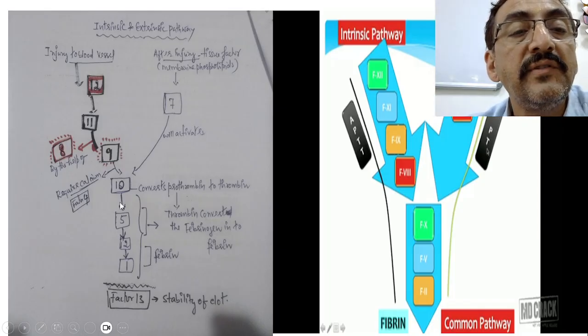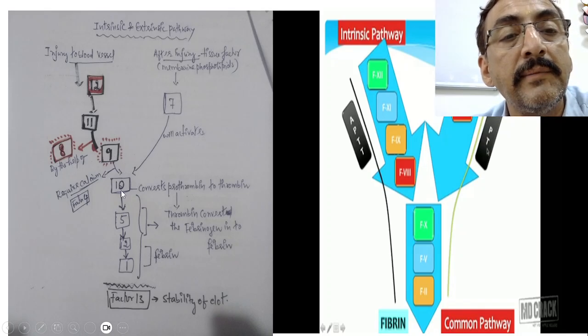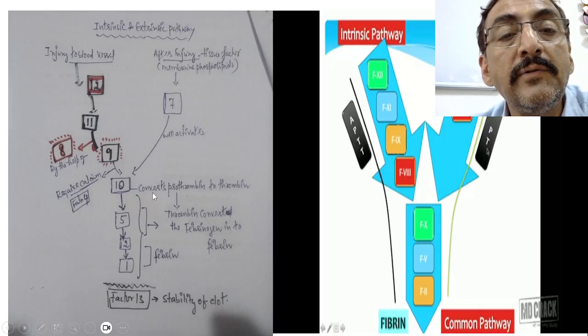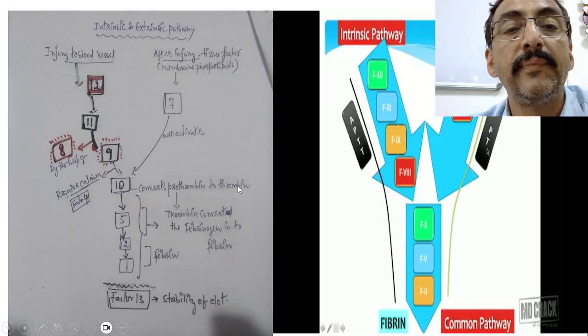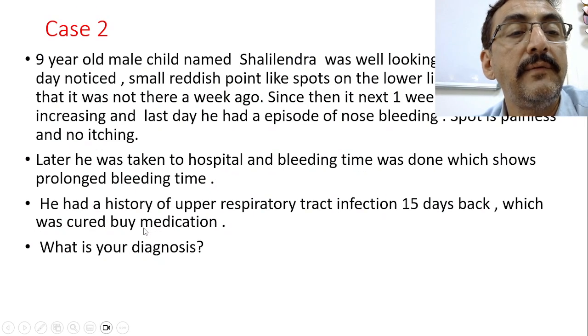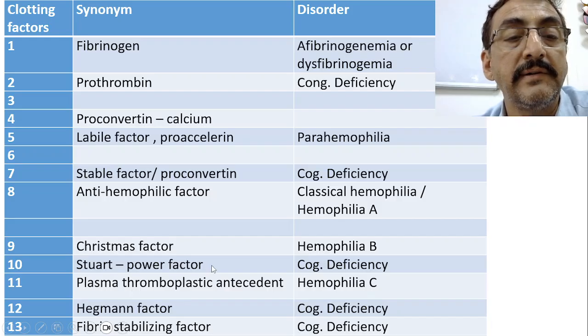Ultimately, the process is this: factor number 10. In the intrinsic pathway, the presence of calcium converts factor number 9 into factor number 10, and in the extrinsic pathway, factor number 7 gets activated to form factor number 10. So factor number 10 converts the prothrombin into thrombin. If you look at the coagulation factor table, factor number 10 is nothing but the Stuart-Prower factor.